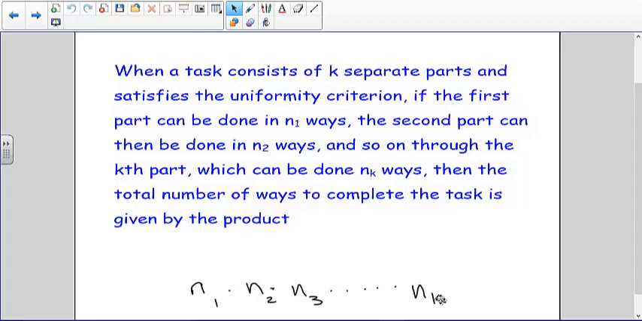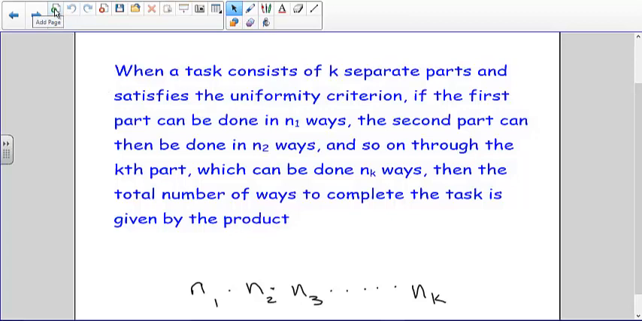Most processes don't have huge amounts of steps, but take flipping a coin. n sub 1 would be how many ways can I flip a coin? Well, n sub 1 would be 2 when I flip the coin the first time. n sub 2 would be 2 because it's the same kind of coin, and so forth. And if you multiply those numbers together, you get the final total number of choices.